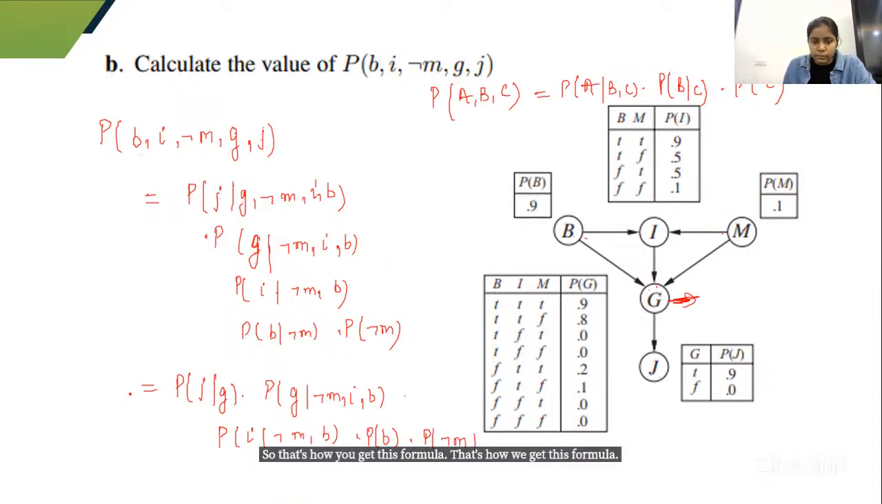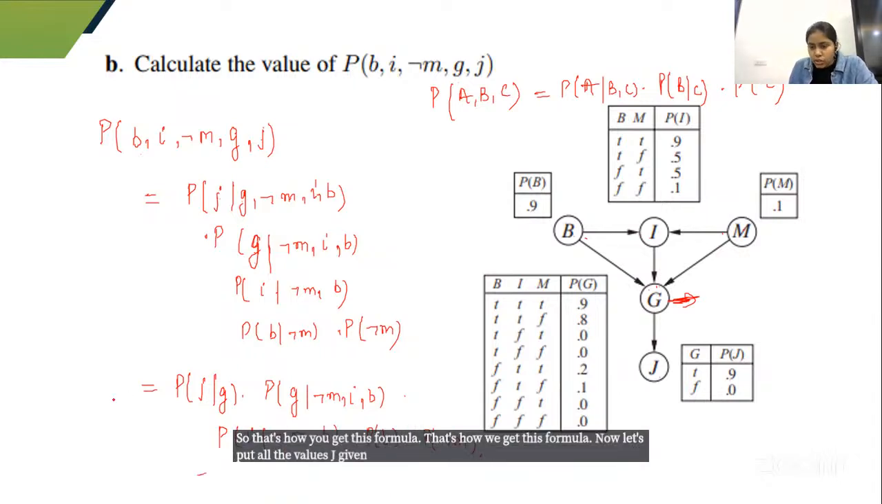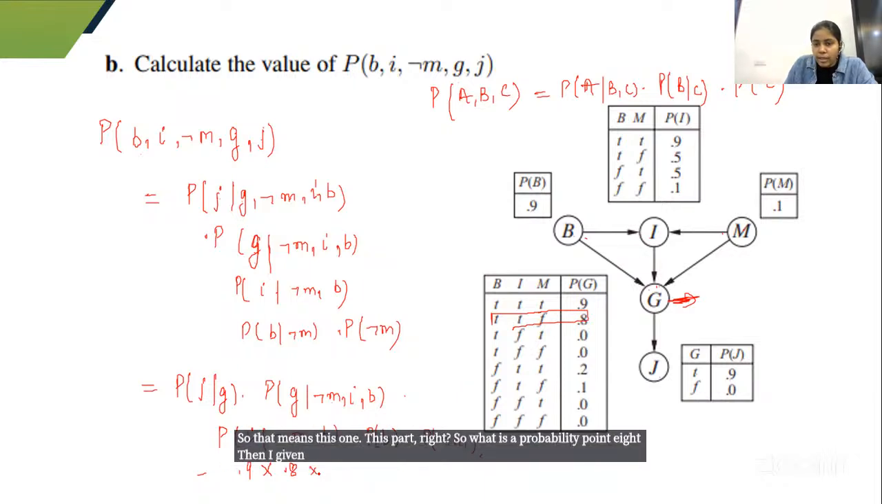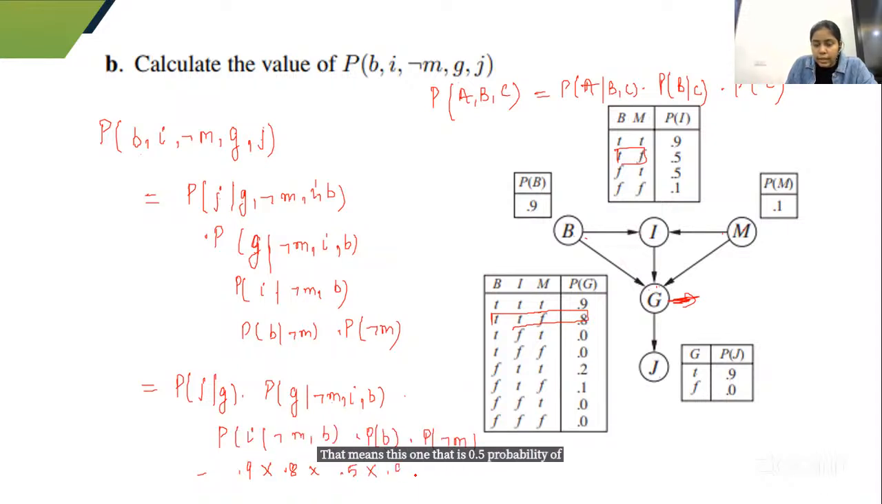Now let's put in all the values. J given G: J is true, G is true. When G is true, the probability of J is 0.9, into G. So you have to take that M is false, I is true, B is true. So what is the probability? 0.8. Then I given negation M, comma, B: M is false, B is true. That means this one, that is 0.5. Probability of B is 0.9, and probability of M is given to me as 0.1, so probability of negation M would be 0.9. So I hope you get how we get this probability. Now you can calculate it using a calculator.